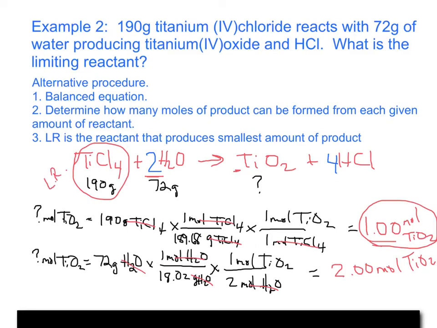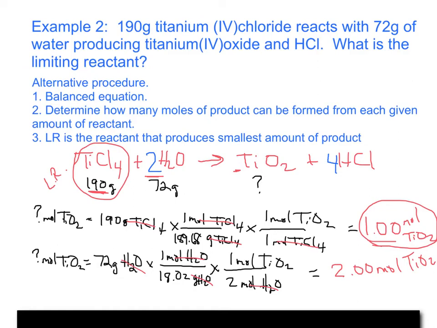Okay, now once you've identified that, that's important because that's going to limit the process. That's going to be the starting point for any subsequent calculation. So keep that 190 grams in mind because we're going to show you some typical follow-up questions that you might get asked in a limiting reactant problem.